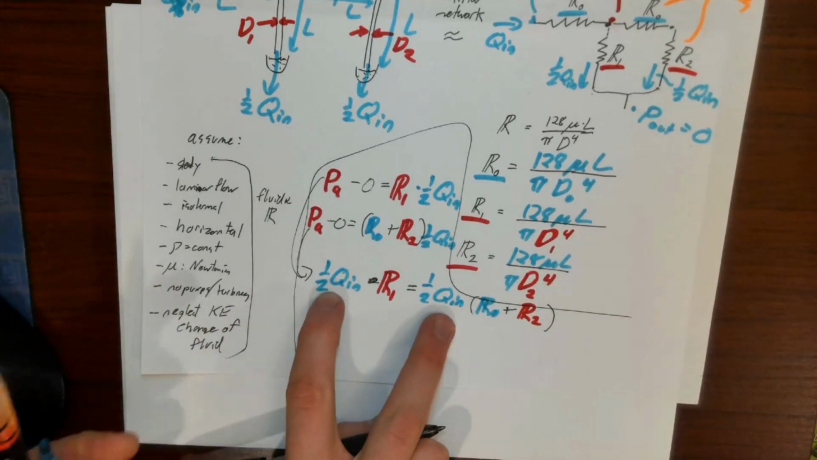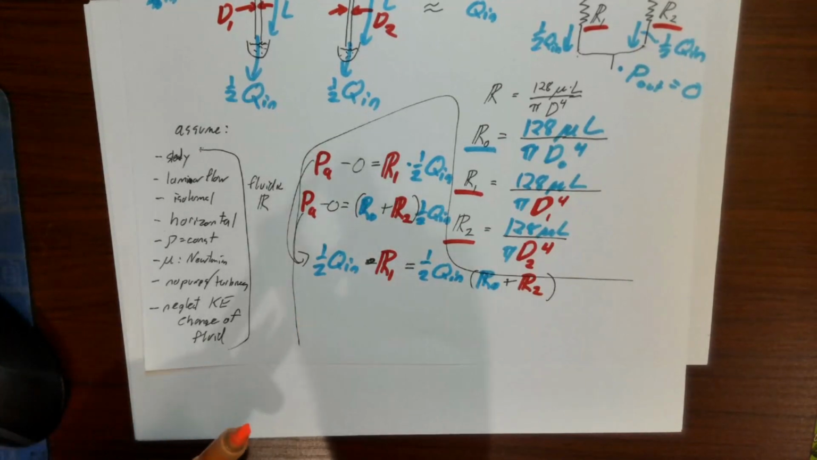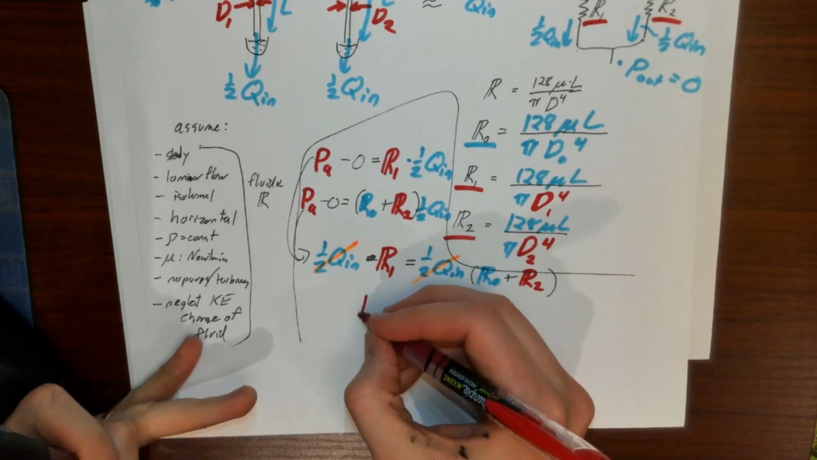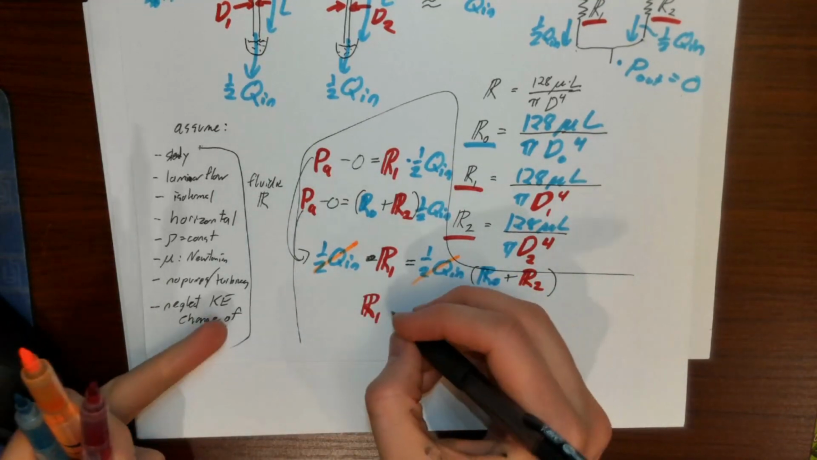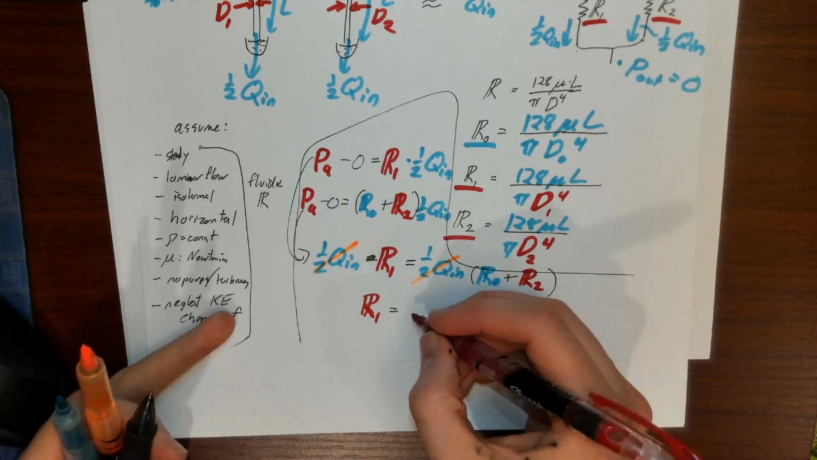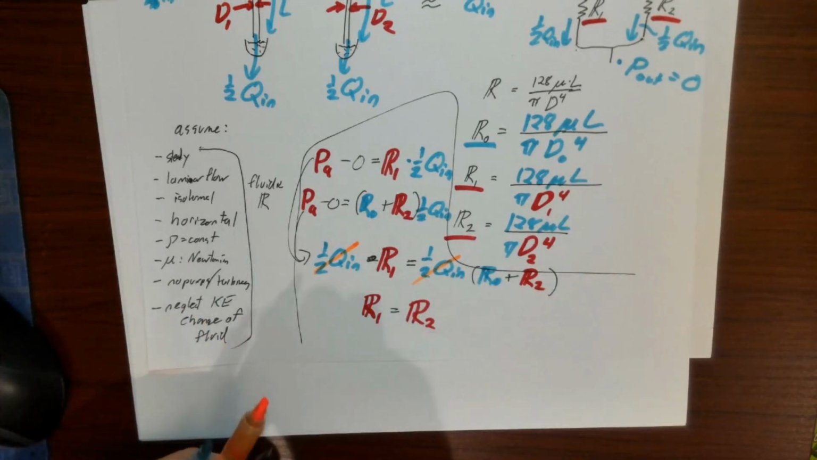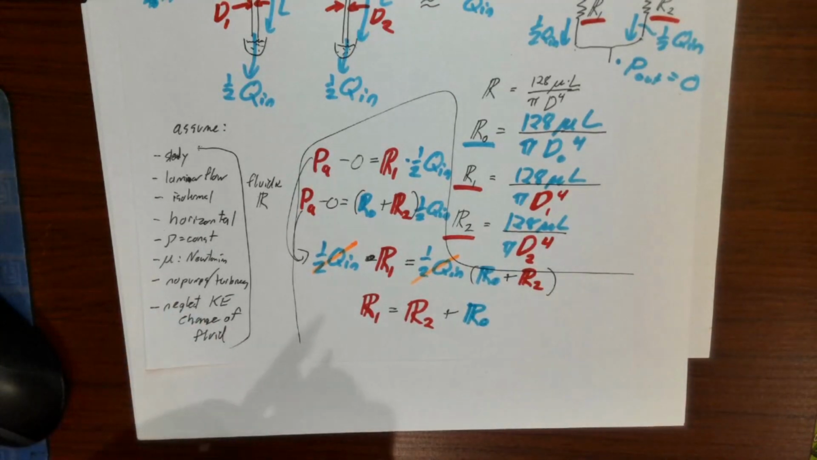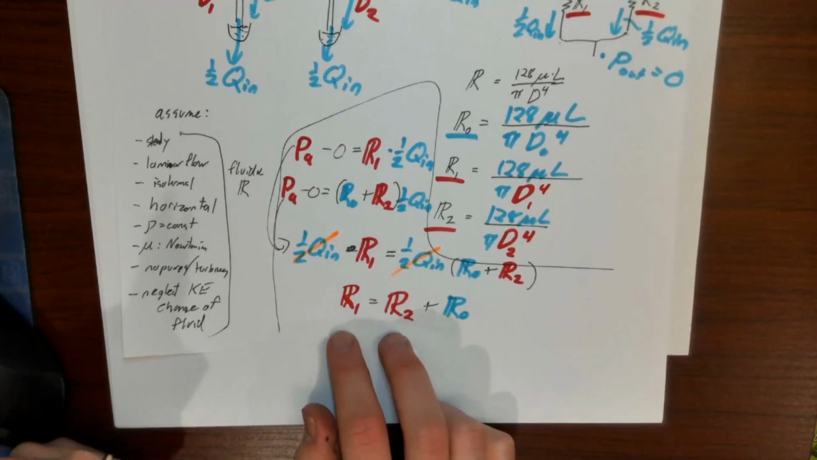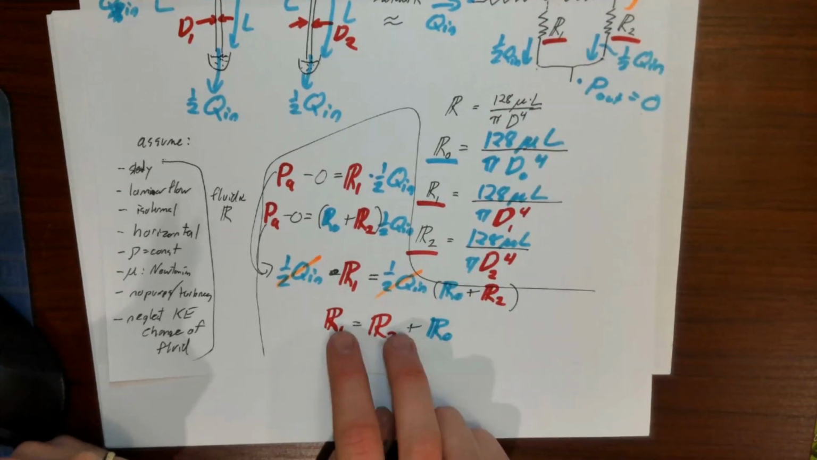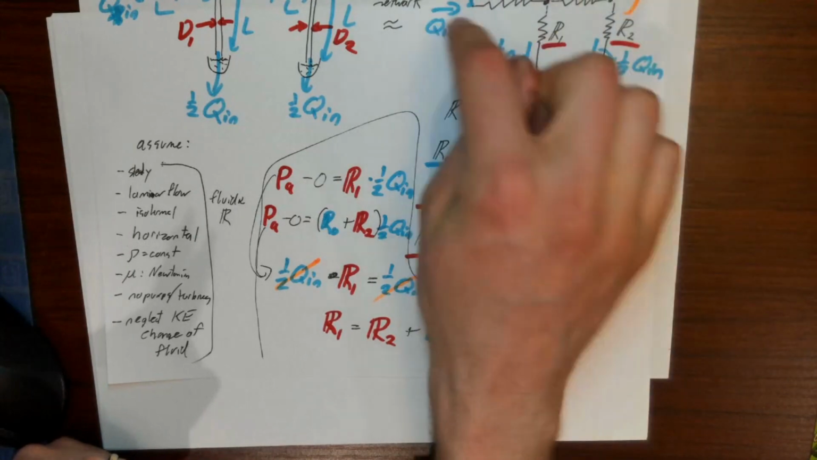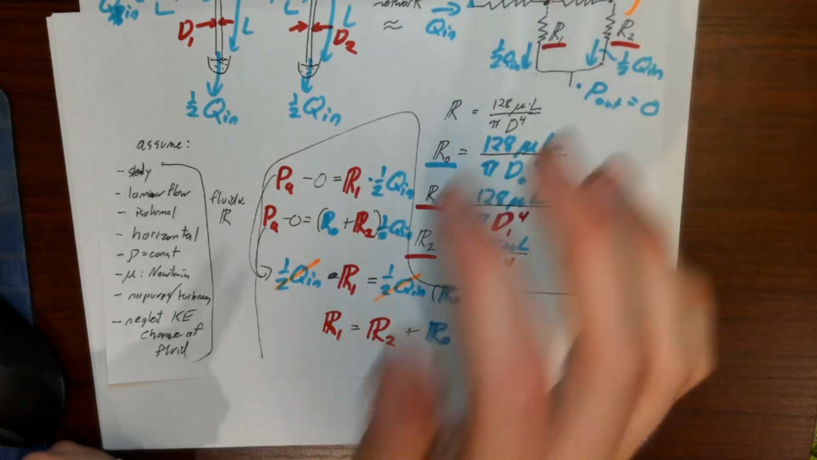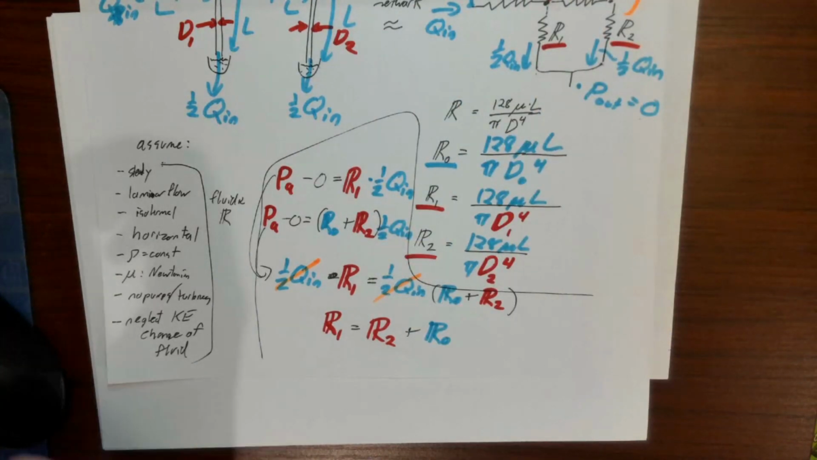If we notice both sides of this equation have a 1/2 Qn, so we can just divide that out, and we basically see that R1 needs to be equal to R2 plus R0. So awesome. We anticipated we had two unknowns. We now have one equation relating these, so we're going to need another equation relating these two, preferably roping in some of the other known parameters in this system.